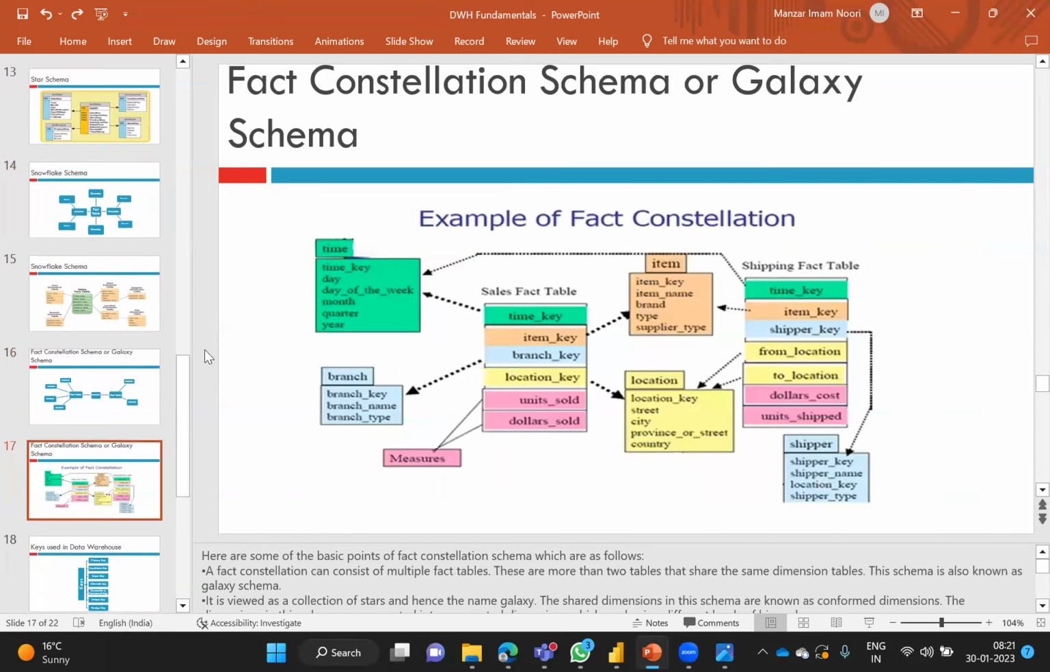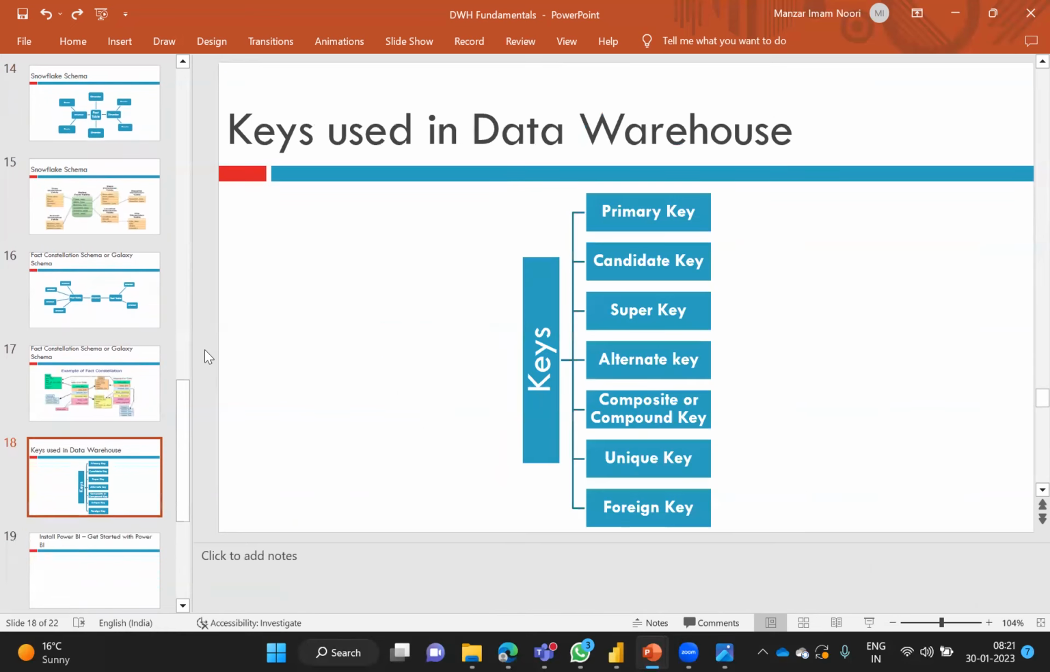Fine. Now we also have a few key concepts, right? What are the different keys? As a data analyst, we don't need to understand all of these key concepts. But if you want to have more knowledge of data warehousing, you should also understand the candidate key, composite key, compound key, and you already know the unique key, foreign key, and primary key, right?